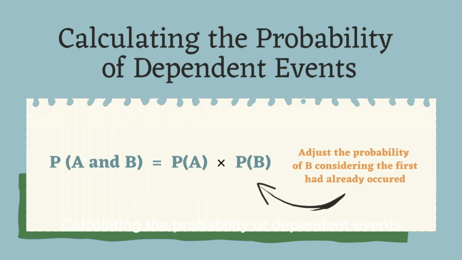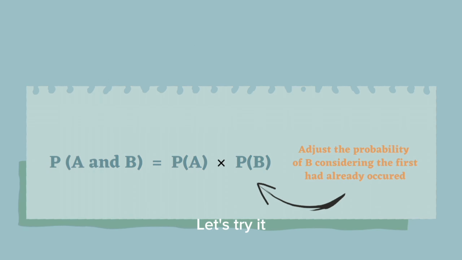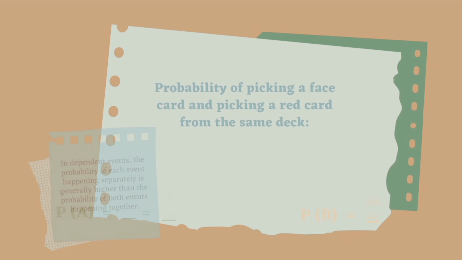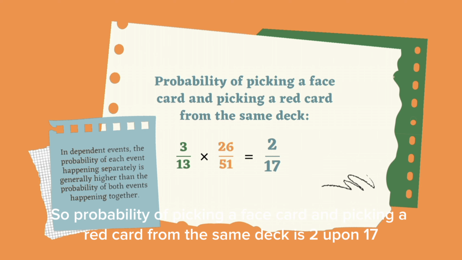Calculating the probability of dependent events. Let's try it. Calculate the probability of drawing a face card and drawing a red card from the remaining deck. So, the probability of picking a face card and picking a red card from the same deck is 2/17.